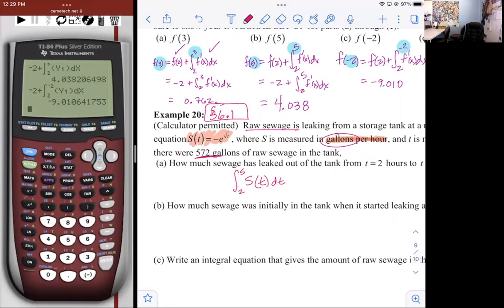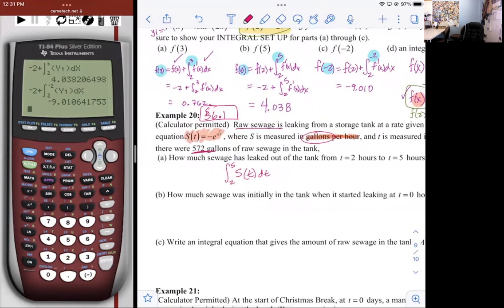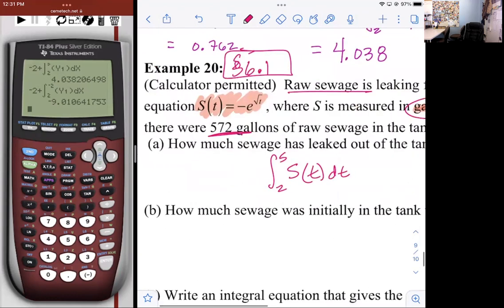It doesn't involve. Did you say yes or no? It does or doesn't? It does not. Good. This is just what's the net change in the sewage in the tank, right? How much has leaked out? If it asks how much is in there at time 2 or 5, sorry, then I would need to add the initial condition. So that's the careful reading. This one is not what is it at the moment, but what was the change over the interval. So it's just the integral.